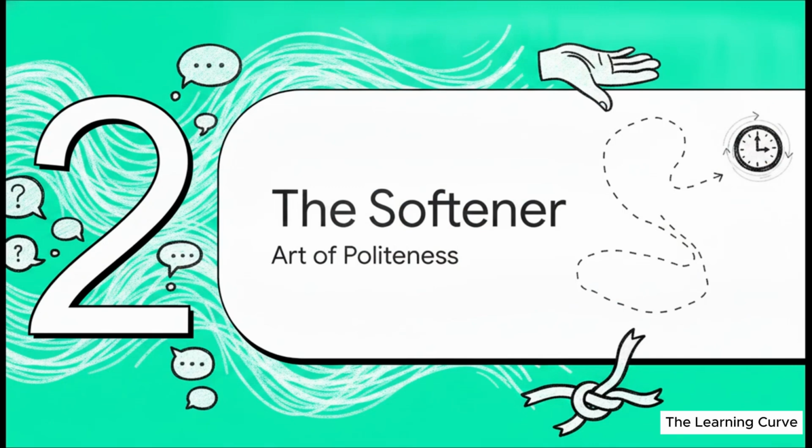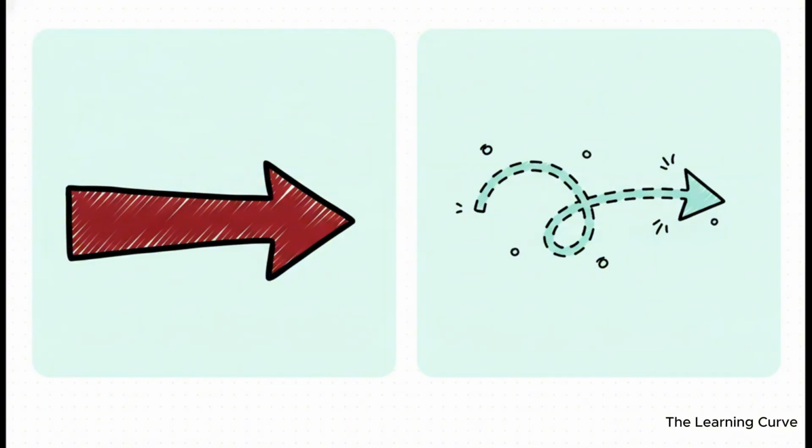Moving right along, here's superpower number two, the softener, the art of politeness. Now, you might already know that English is a language that highly values indirectness when it comes to being polite. If we want to make a request, a direct present continuous approach, like I am wondering if you can help me, is, well, factually accurate, but it feels a bit immediate, maybe even a little demanding. But listen to the subtle shift here on the right. I was wondering if you could help me.